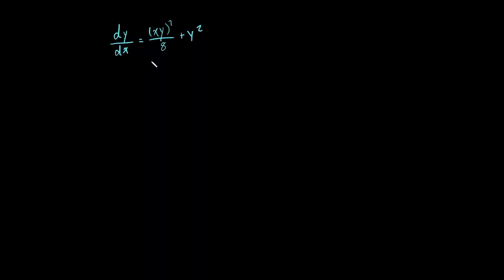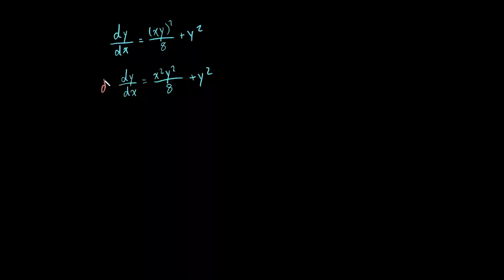From here, the first thing we want to do is see if we can separate our variables. So first, I want to multiply out this x times y squared. If I do that, what we end up with is dy over dx is equal to x squared times y squared over 8 plus y squared. Right, I just did x times y times x times y, which gives me x squared times y squared.